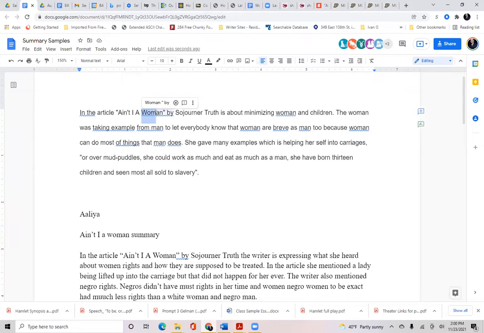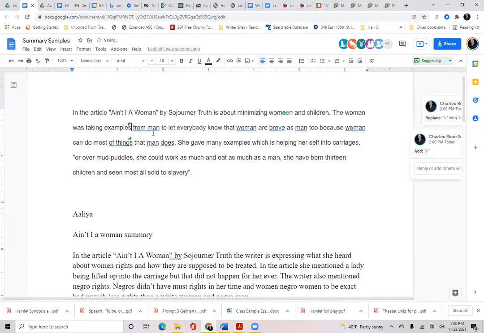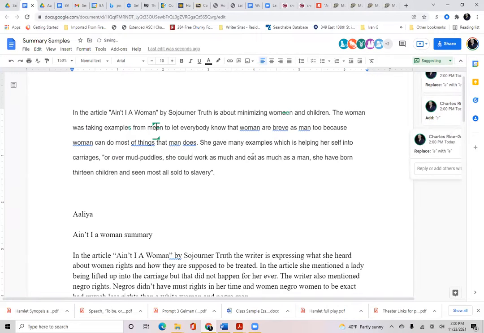So the idea of woman means one woman, and the plural is women, right? So if she's doing the plural, she would say women there. And let me just go back here a second, and go into suggesting, right? We're going to fix that here. And then the women was taking examples from men to let everybody know that women are brave, which we know that, right? With that particular last one, as men.